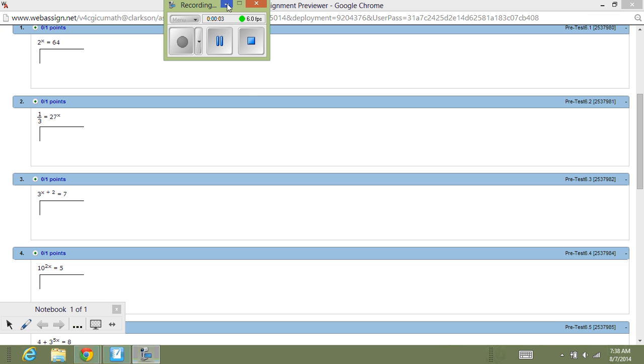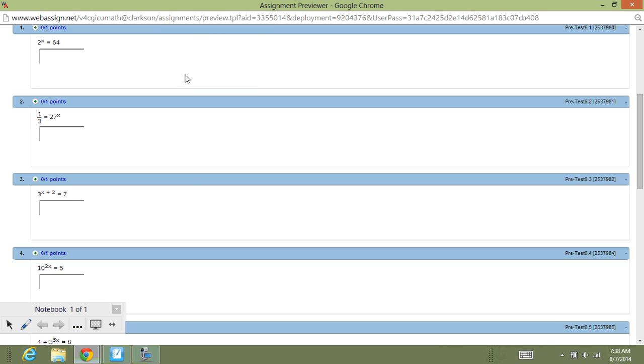Okay, these are the video solutions to the Unit 6 pretest from WebAssign. And Unit 6 brings in the concept of exponential equations. And exponential equations should be familiar from the high school realm. There's two approaches that we'll be using: the common base approach and the logarithm approach.